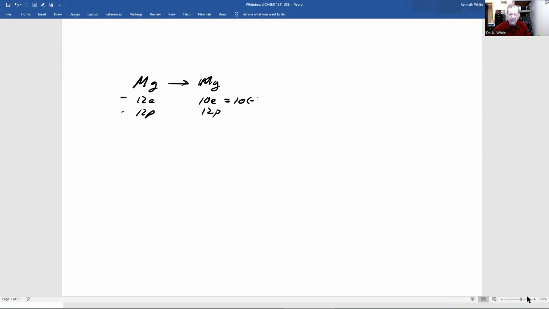The charge on each electron is a -1. There are 12 protons. The charge on each proton is a +1. Do the math. -10 plus 12. Add them together, you get a +2. Now the question asks, show or write the ion.